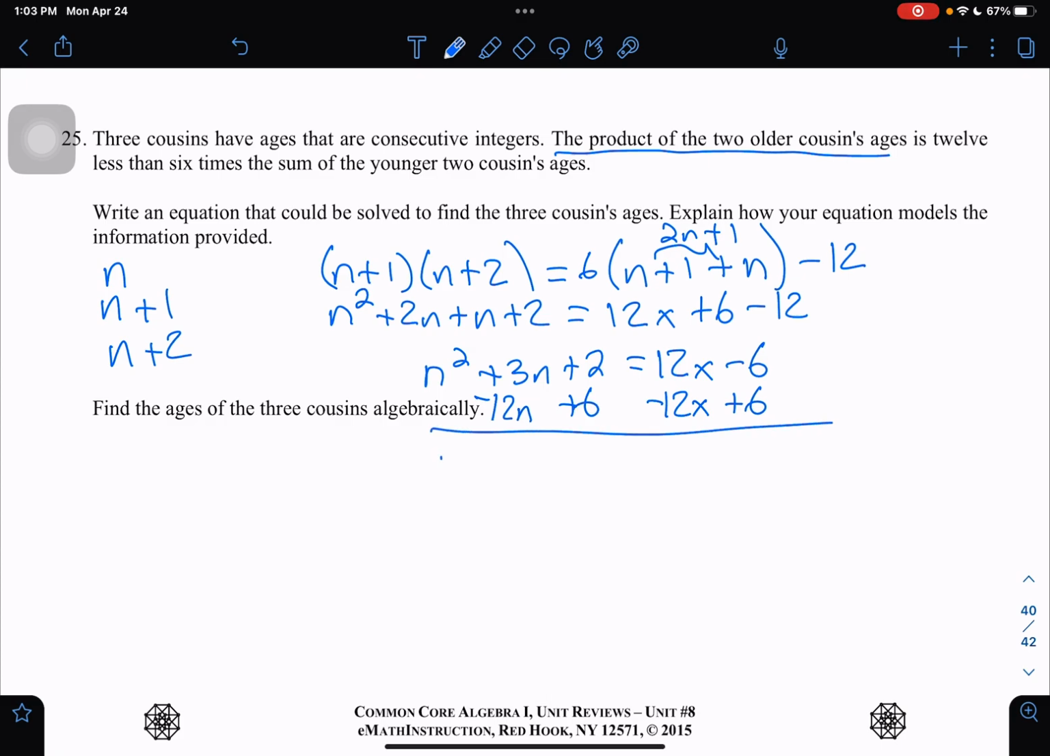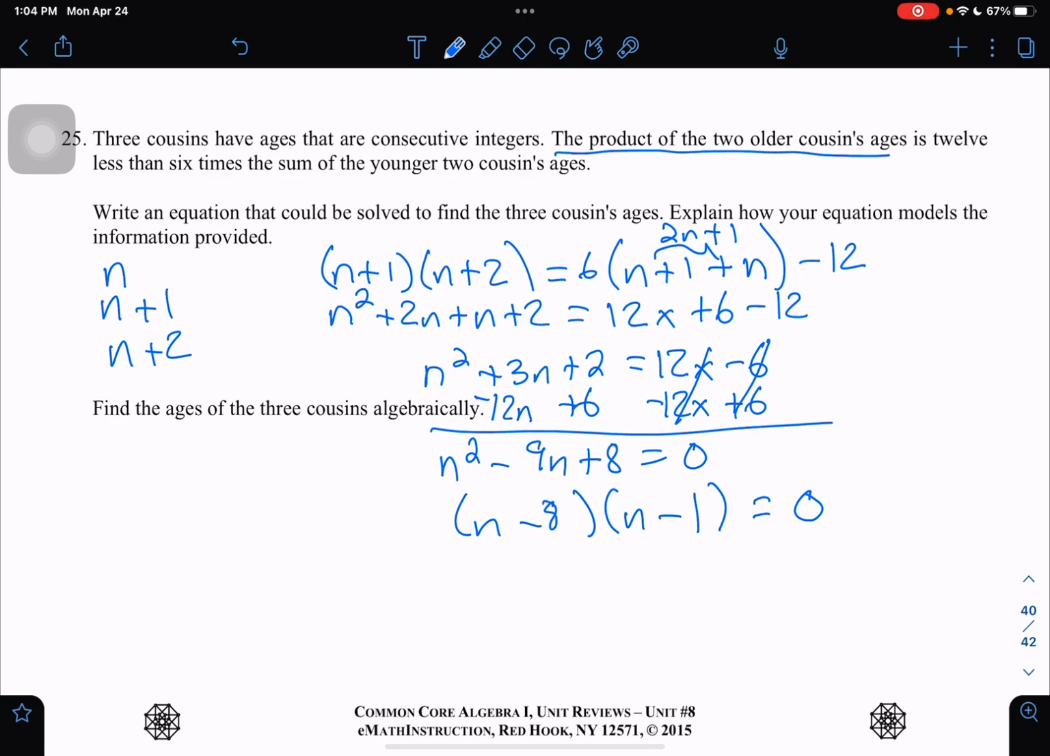So we get n squared minus 9n plus 8 is equal to, these become 0. And then we can factor (n minus 8)(n minus 1), because a negative times a negative is a positive. And -8 minus 1 is -9. So I get n is equal to 8 and n is equal to 1.